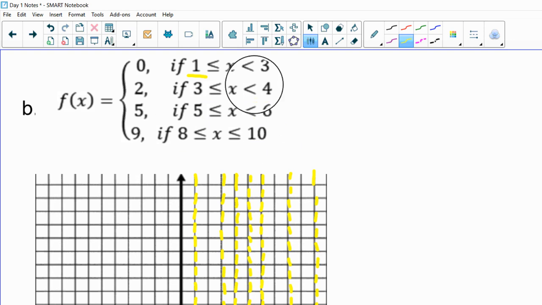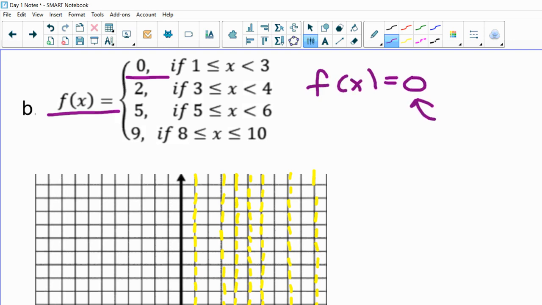Now, before we go anywhere else, I want to remind you that if you have the equation f of x equals 0, you see there's no x over here. This is another name for y. So this is really just y equals 0. When you have y equals a number, that is just a horizontal line. Since none of these pieces have an x value, you're going to have 4 horizontal lines in this graph.